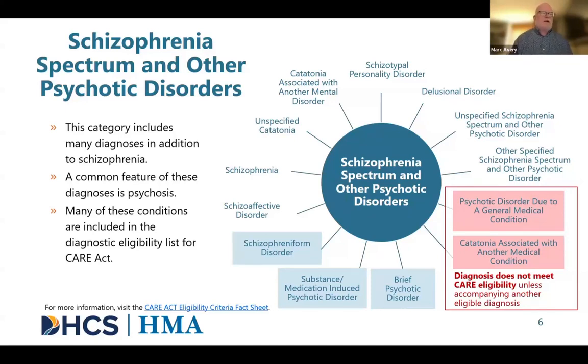And also keep in mind that having an eligible diagnosis is just one of the criteria for the CARE Act program. For instance, somebody with brief psychotic disorder, schizophreniform disorder, or substance/medication-induced psychotic disorder would have to meet the duration eligibility criteria for the CARE Act program, even though the diagnosis does not require that 6-month time frame that the CARE Act program does.